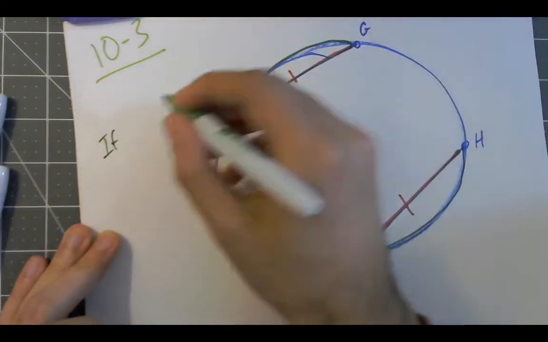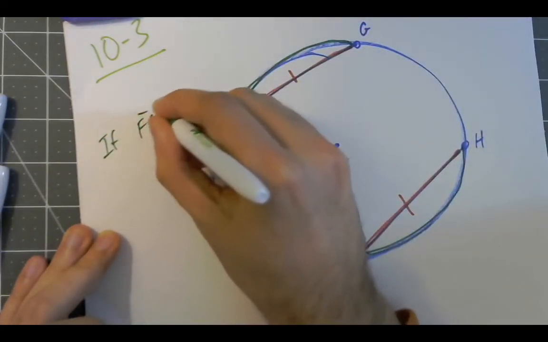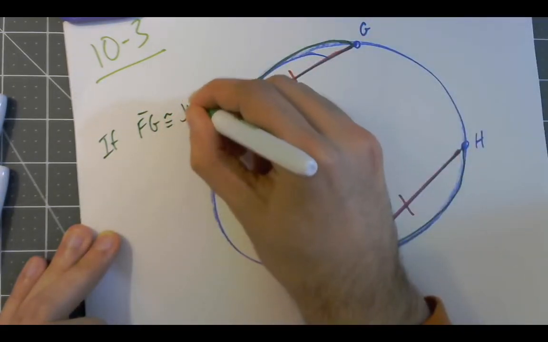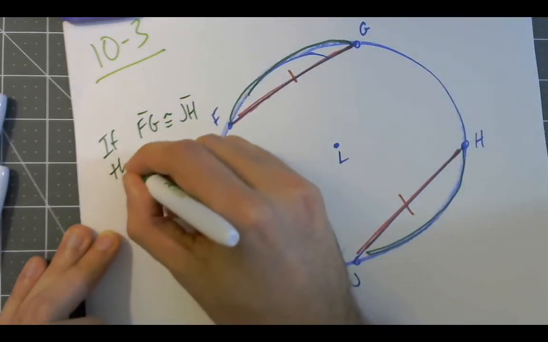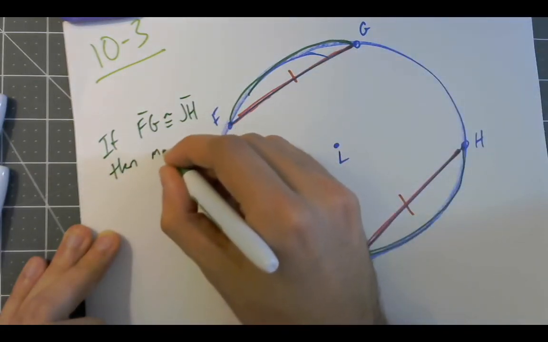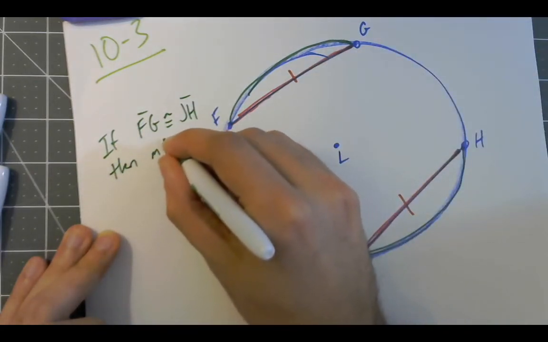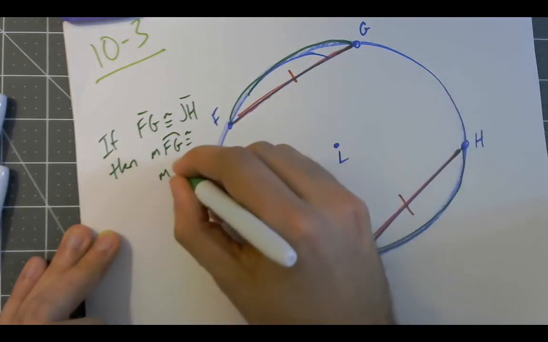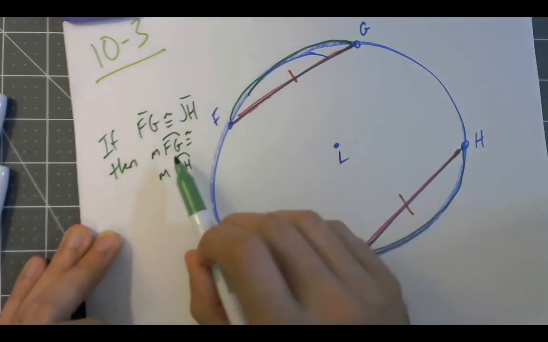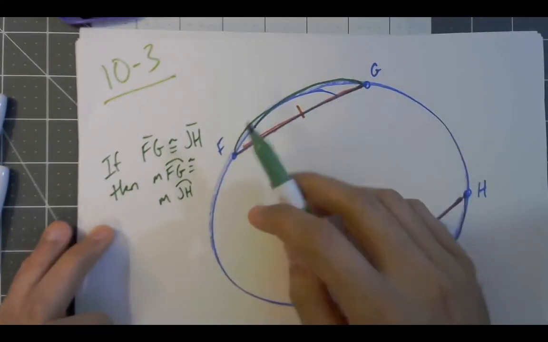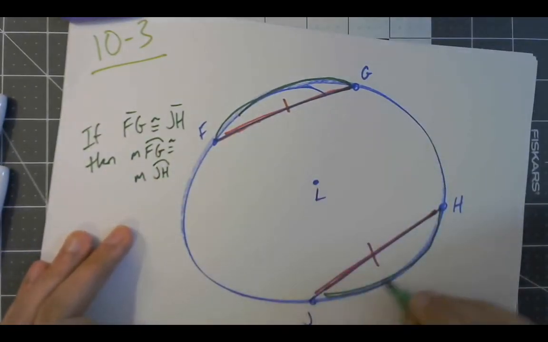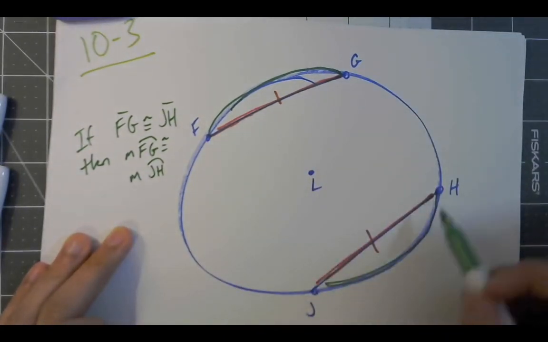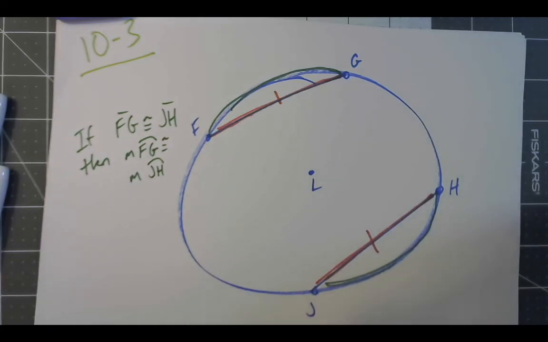So if FG is congruent to JH, then measure FG is congruent to measure JH. Remember, we call it FG because that is our minor arc. Our major arc would go around like this. So what we're saying is if these two lines are the same, that means these two arcs are the same as well.